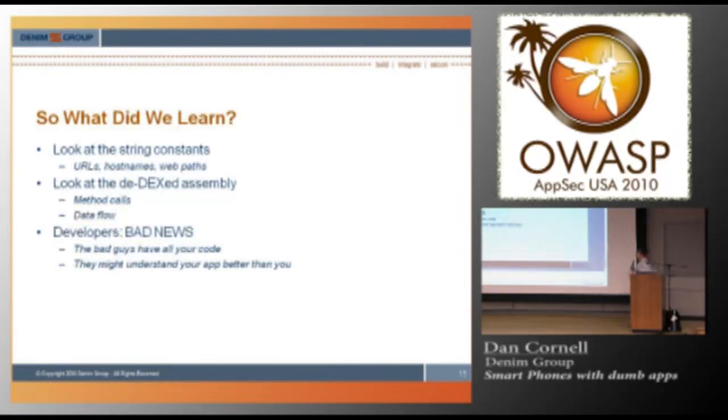And the same thing, it's pretty easy to step through and look at the data flow. So you can watch when you're pulling information from these third-party services. Is it getting stored in files? Is it getting sent to another service? And so on and so forth. The bad news for developers is that the bad guys, you have to assume, have all your code, and potentially they may understand your code better than you. And so it's the typical problem that you've got with smart client applications; you've got the same thing with these smartphone apps.